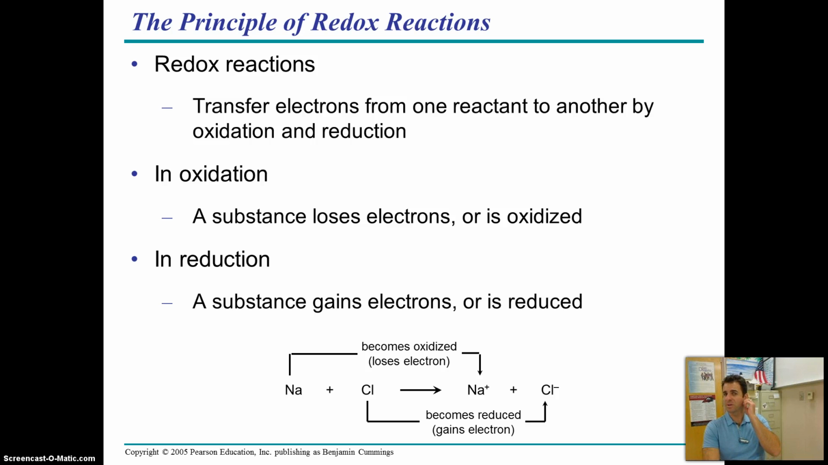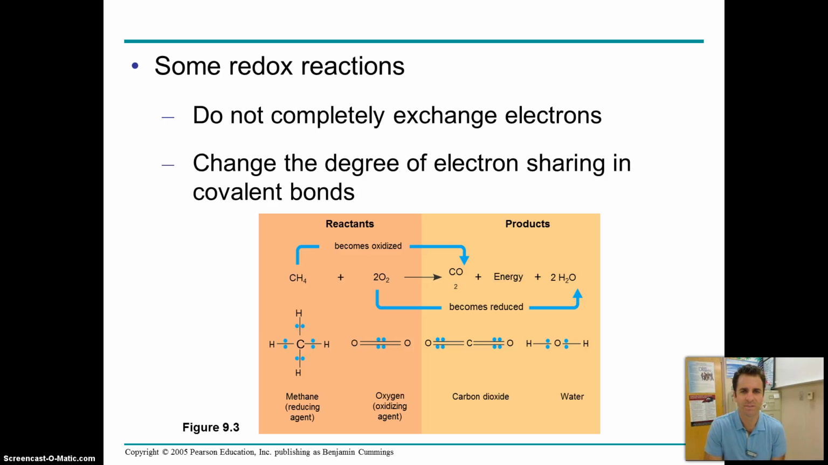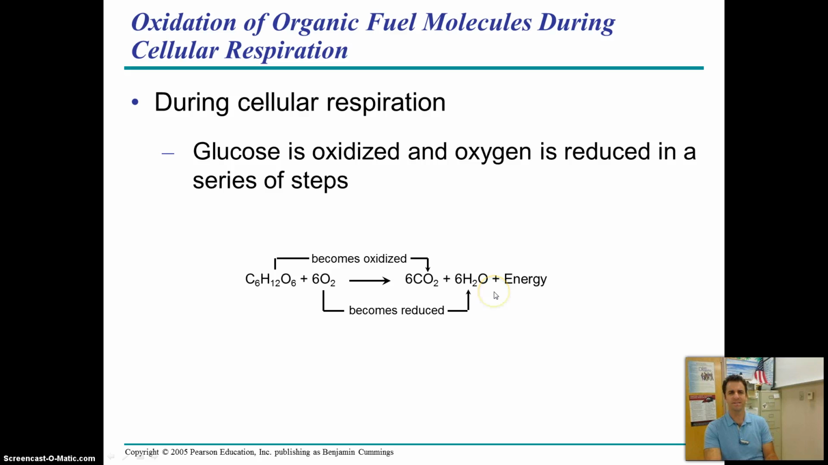So respiration, or the breakdown of glucose, is a redox reaction. A what? A redox reaction. That means it involves oxidation and reduction. When something loses electrons, we say that it's being oxidized. When something is gaining electrons, we say that it's being reduced. I know, messed up. When you gain something, you're reducing it. I know, weird. So some redox reactions don't completely exchange electrons, just the amount of sharing that occurs between them within a bond. So this is an example of that. But that's not what we're seeing here.